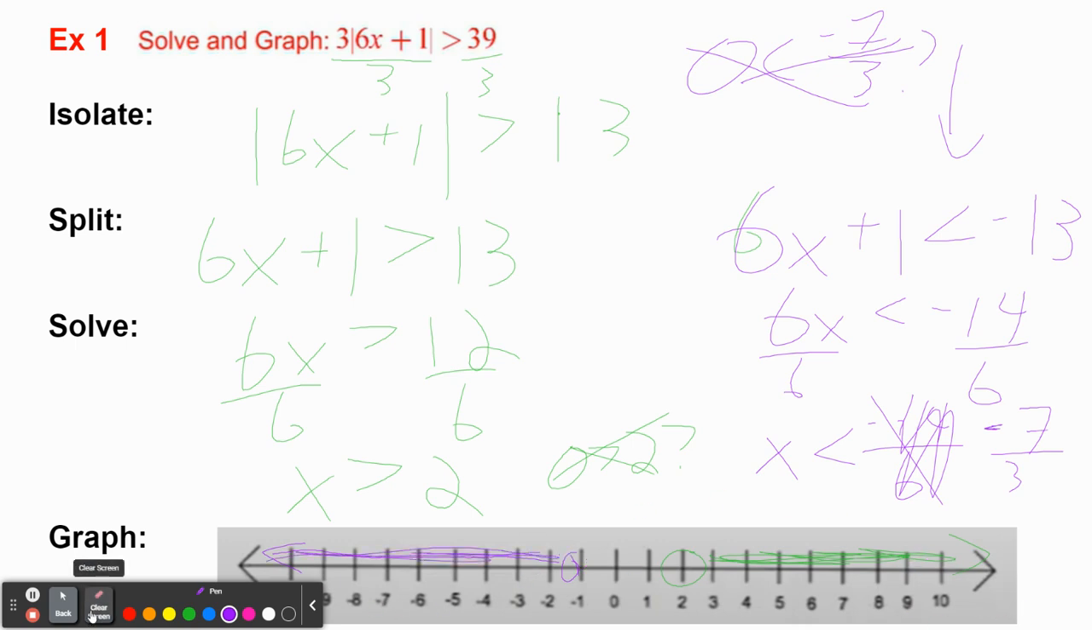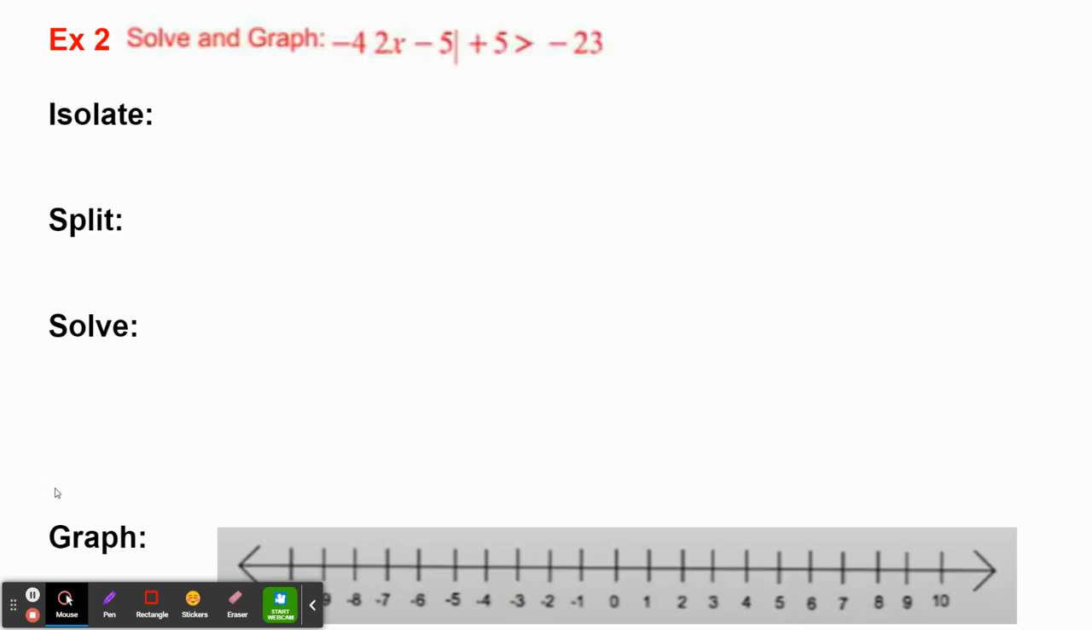Let's go to another example. Oh, that kind of looks funny. Let's fix that absolute value line that seems to have disappeared. There we go. Solve and graph negative 4 times the absolute value of 2x minus 5, plus 5, is greater than negative 23.